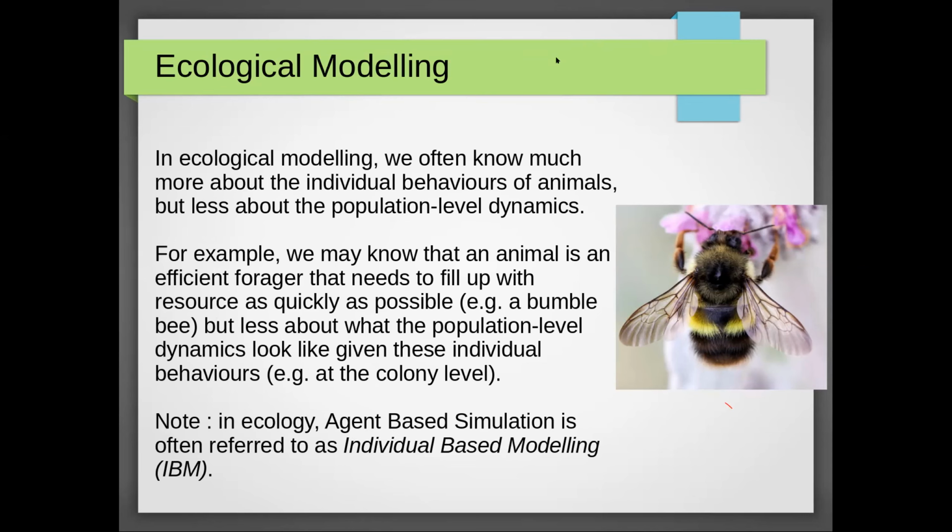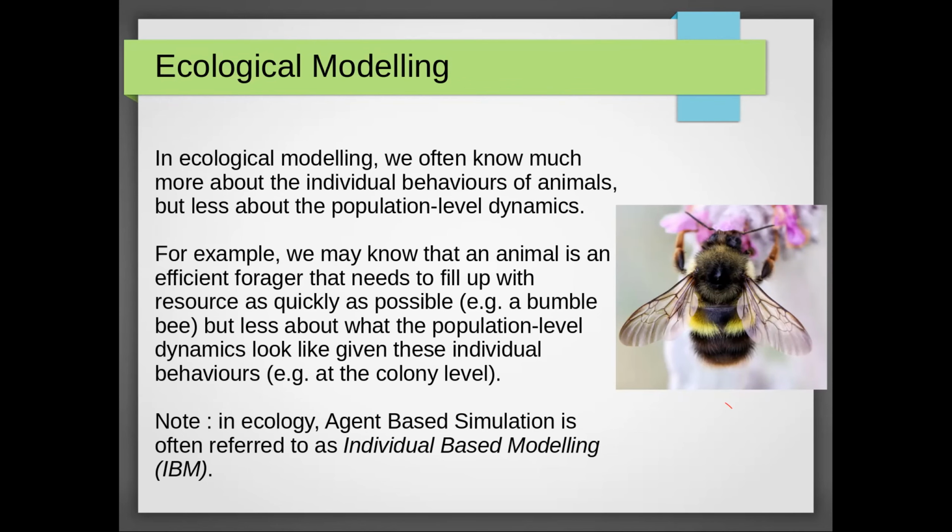So, for example, we might know, and this was the starting point for my work, that an animal was a very efficient forager that needs to fill up with resource as quickly as possible. So, for example, a bumblebee. My research was all about bumblebee foraging, basically, and trying to model the way in which bumblebees forage. And we know that basically they have to fill up with food as quickly as possible, and so that will drive the kind of decisions that they need to make. But we often know less about what happens at a population level, i.e. with bumblebees at the colony level.